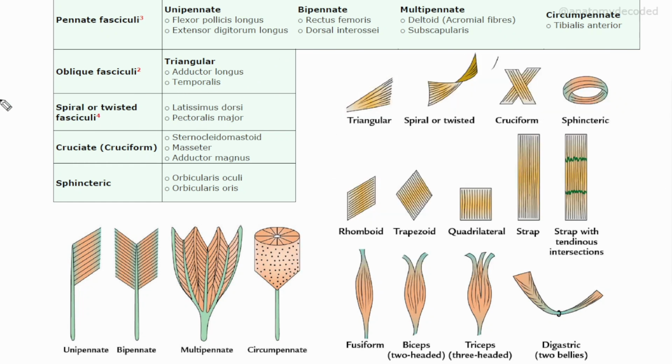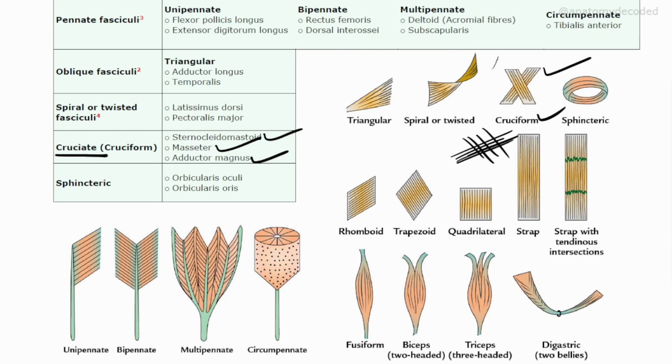The next heading is spiral or twisted fasciculus. Look at this diagram. For the spiral or twisted fasciculus, the fibers are twisting. If twisting of the fibers is seen, that kind of muscle is included as spiral fasciculus. Examples are latissimus dorsi and pectoralis major. There could be an X-shaped or cross-shaped muscle as seen here. There are different sets of fibers running obliquely like this and like this. That is called cruciform, as seen in sternocleidomastoid, masseter, adductor magnus.